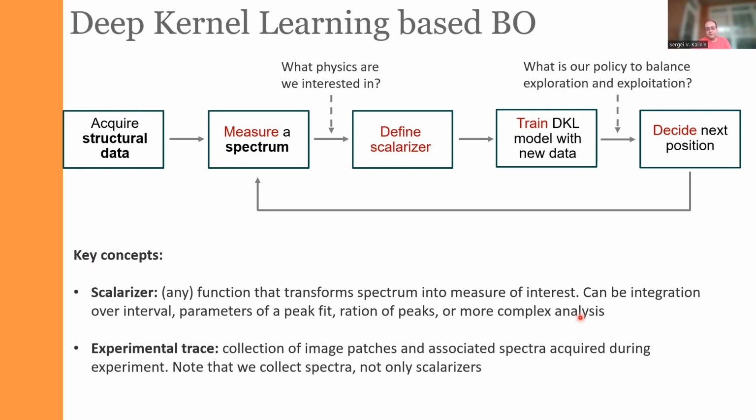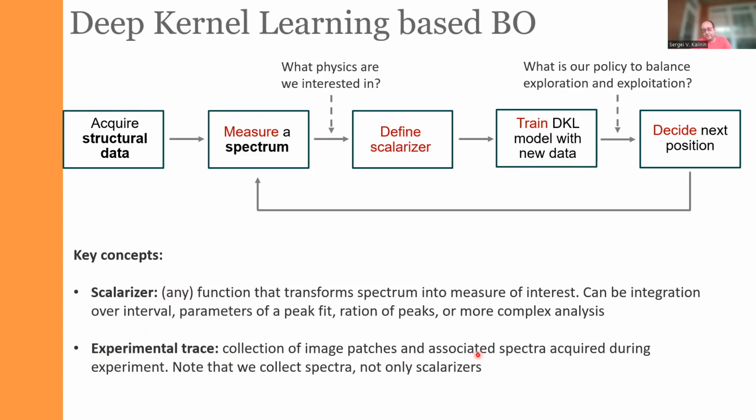So obviously the scalarizer comes with the value, and in the prediction it also comes with uncertainty, but that's the primary definition. So a second notion that we define is the experimental trace. The experimental trace is the collection of image patches and associated spectra acquired during the experiment.